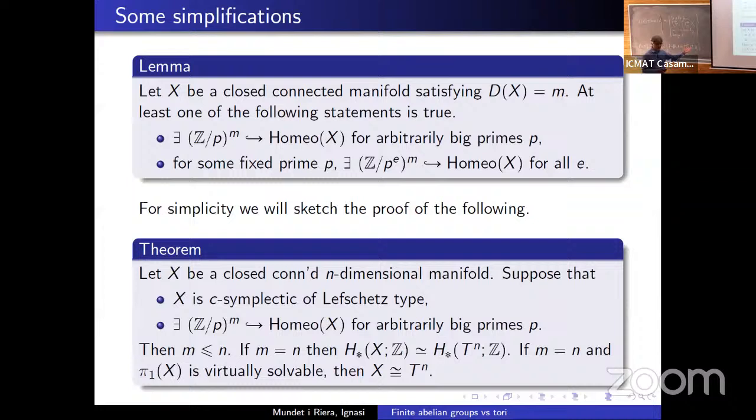In fact, all ideas of the case of rationally hypertoral manifolds are contained in this case also. So suppose that X is C-symplectic of Lefschetz type, and I also assume that there are effective actions of Z mod p to the m on X for arbitrarily large values of p, which is a prime. Then I'm going to prove that, for the cohomology of X, m is at most n, and in case m equals n, the cohomologies of X and the n-dimensional torus are isomorphic, and if pi 1 of X is virtually solvable, then X is homeomorphic to the torus.